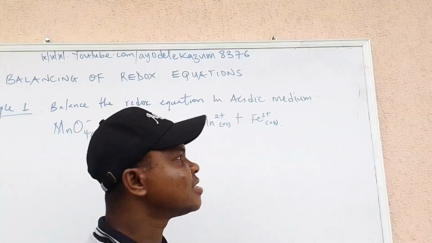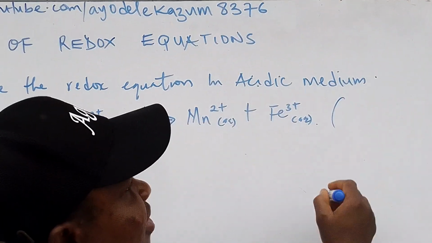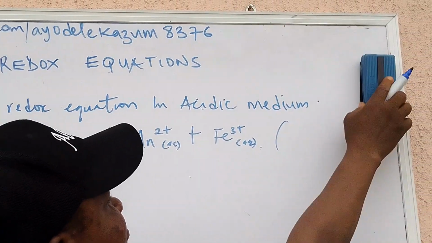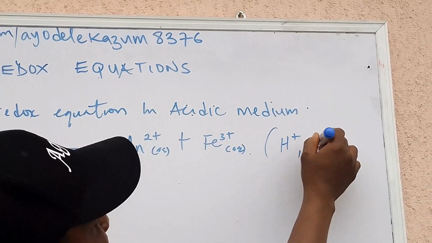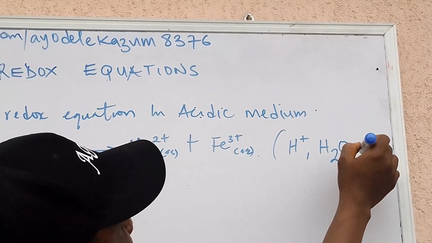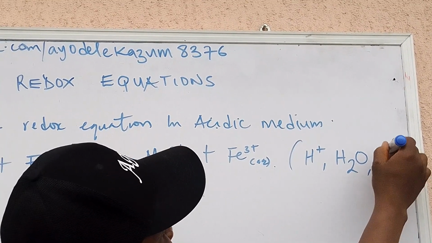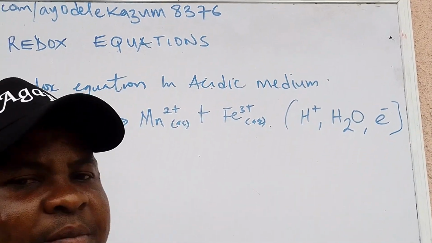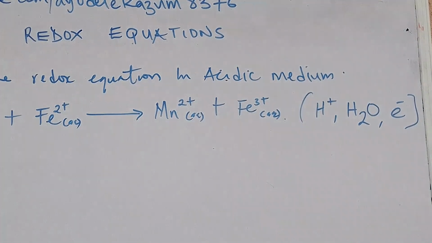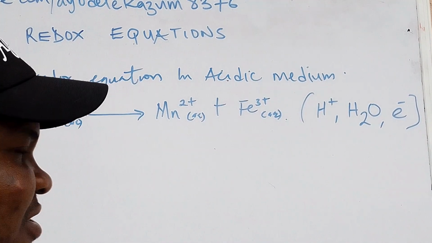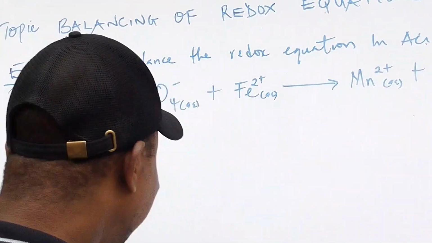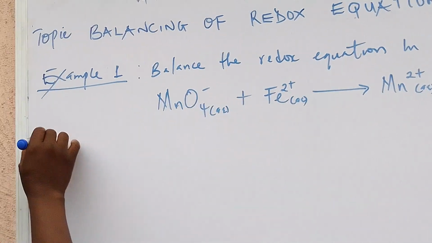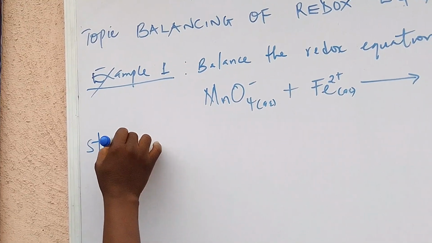In acidic medium, note that I told you earlier, when you are balancing in acidic medium, there are certain things to add. We are going to be adding these 3 things: hydrogen ions, H2O, and electrons. These are the parameters that I'm going to add appropriately. That word is very, very important. So let's look at the steps, the first step.